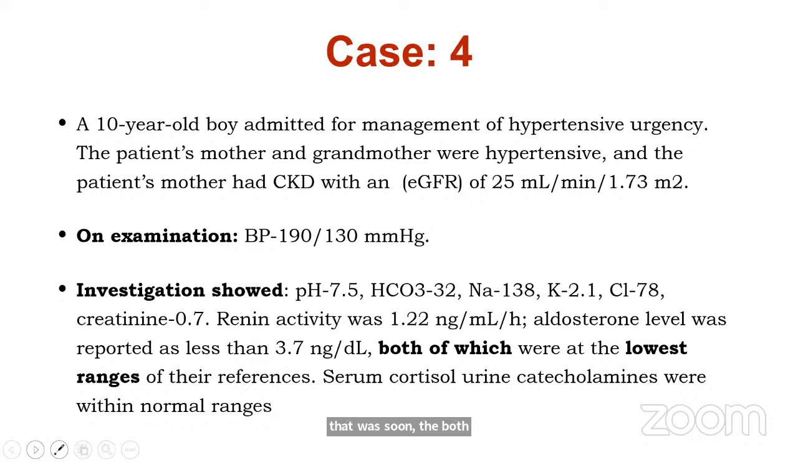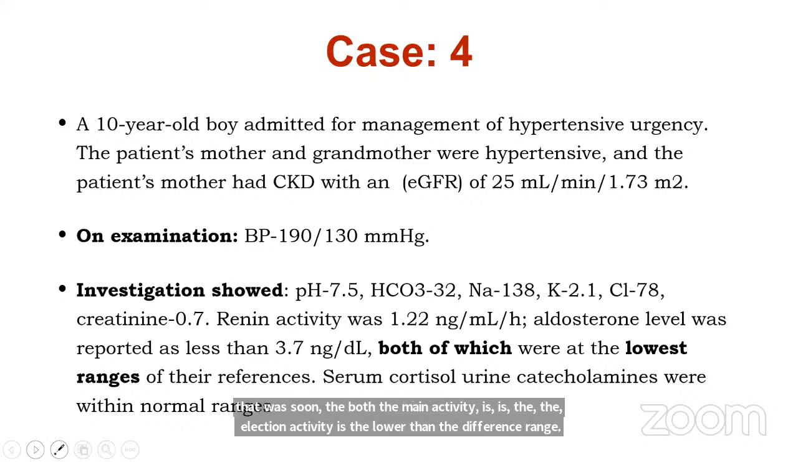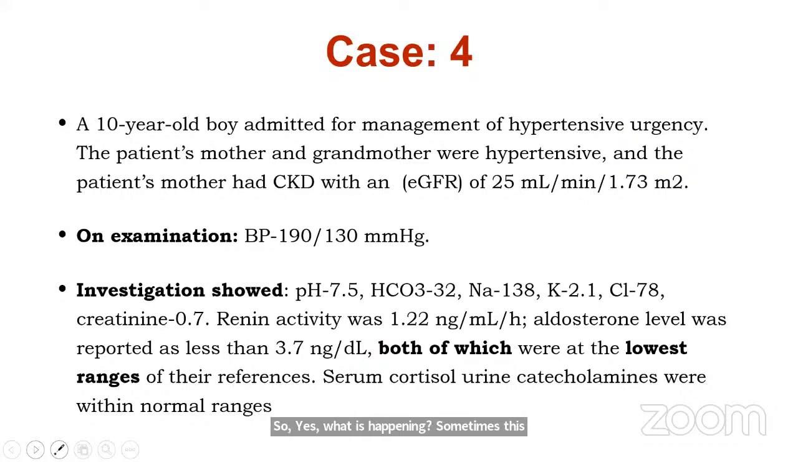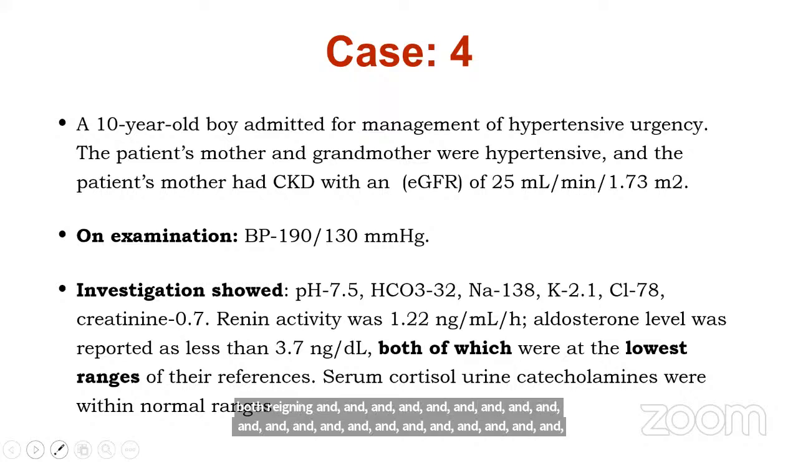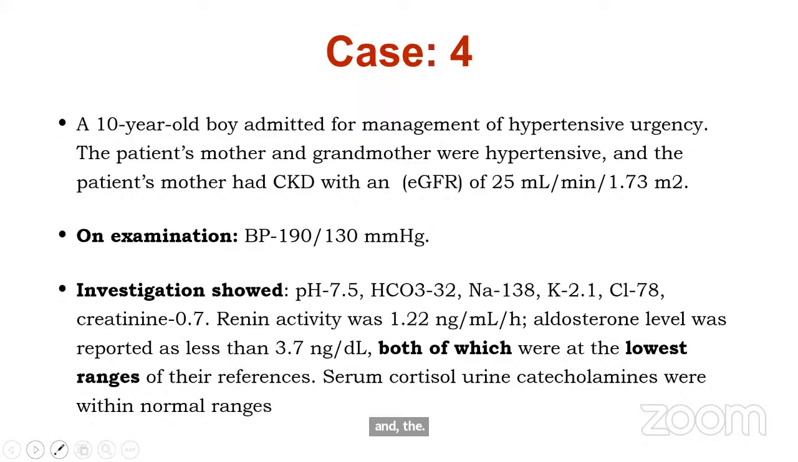So can you guess what is happening? Sometimes this metabolic alkalosis points towards your diagnosis. If we analyze this case, we have metabolic alkalosis as well as hypochloremia and hypokalemia, and that is associated with hypertension, and both renin and aldosterone levels are low. That means if there is hypertension with hypokalemia and alkalosis, that is a state of mineralocorticoid excess.